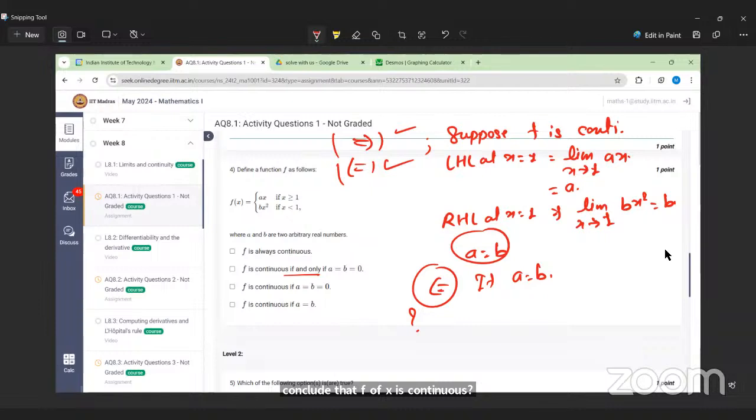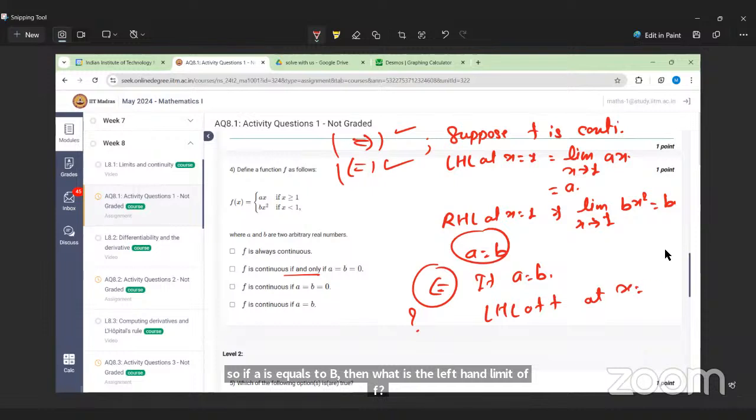Okay, so if a is equal to b, then what is the left hand limit of f at x is equal to 1?